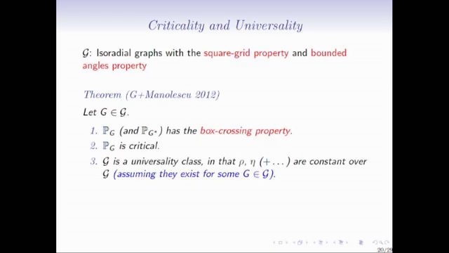Right, so here's a theorem. This is the main theorem of the lecture, and it's called criticality and universality. We have this family, isoradial graphs. Now, we want 2 conditions on the set of isoradial graphs.